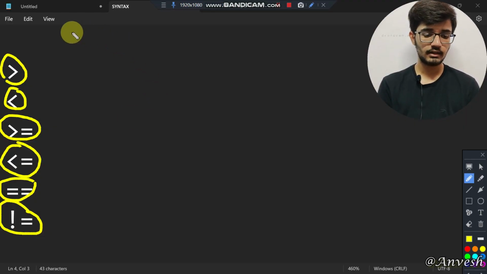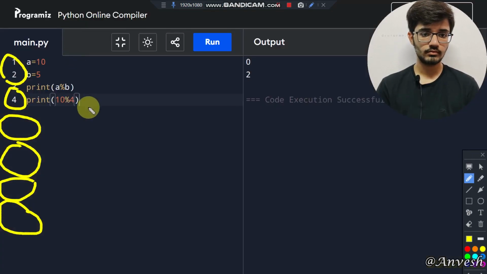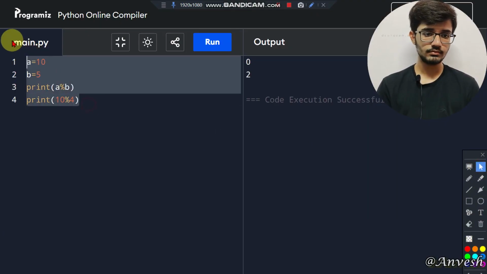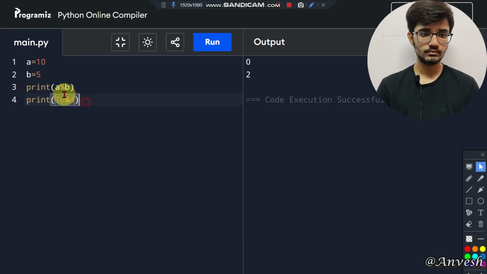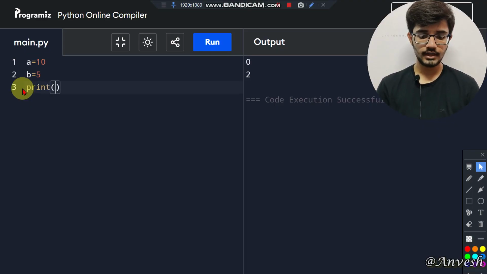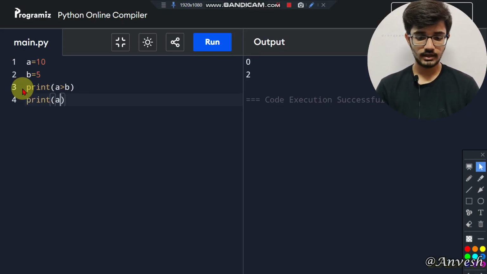Now let us see in a practical way. Relational operators mean comparing the values and giving the output as a Boolean value. So is A greater than or equals to B or not, and A less than B, A greater than or equals to B.